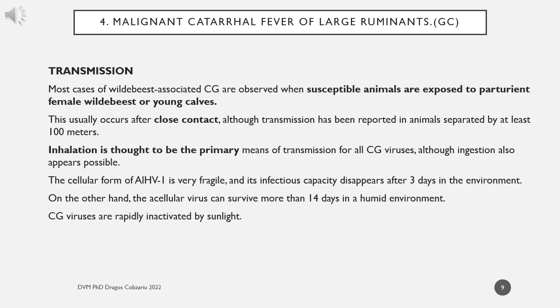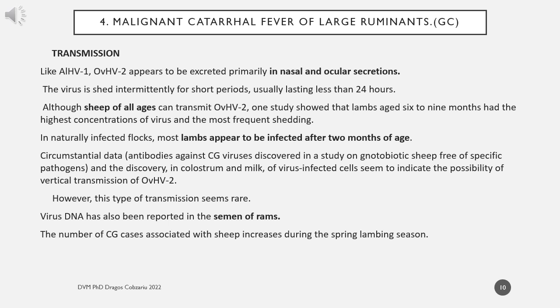The cellular form of LHV1 is very fragile, and its infectious capacity disappears after 3 days in the environment. On the other hand, the acellular virus can survive more than 14 days in a humid environment. CG viruses are rapidly inactivated by sunlight. Like LHV1, OVHV2 appears to be excreted primarily in nasal and ocular secretions. The virus is shed intermittently for short periods, usually lasting less than 24 hours.